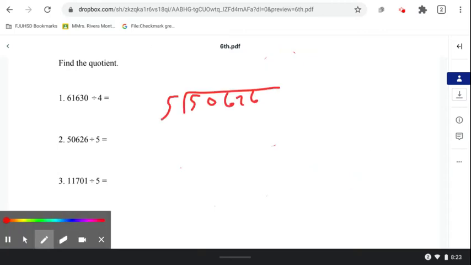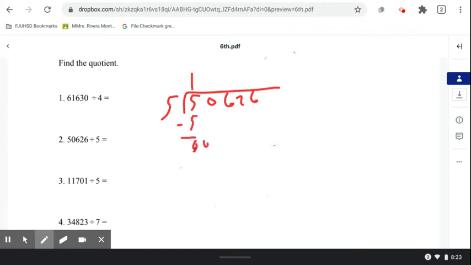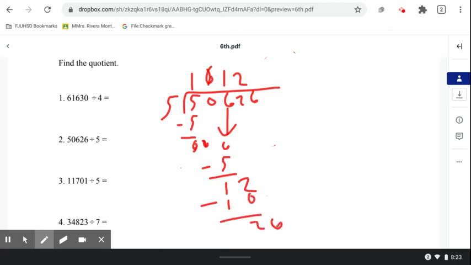Okay, so that last one was really messy. So I'm going to do one more and hopefully it'll be a bit better. 50,626 divided by 5 is just 1, 5, 0, 0. These are zeros. 0, 6, and that'd be 1, 5, 1, 2, 2, 10, 2, 6, 5 with a remainder of 1.